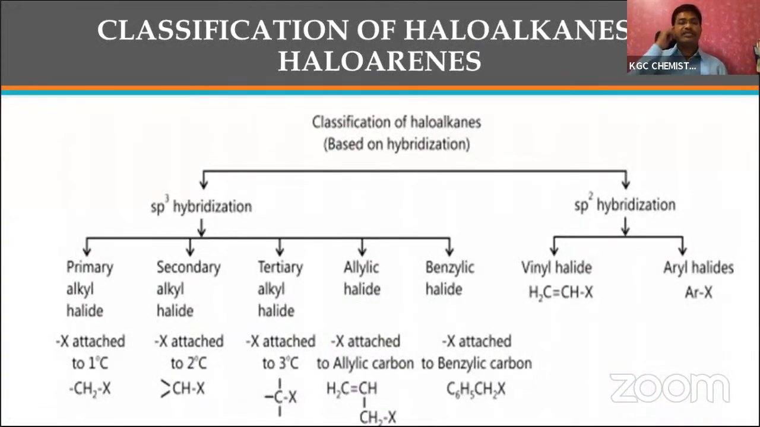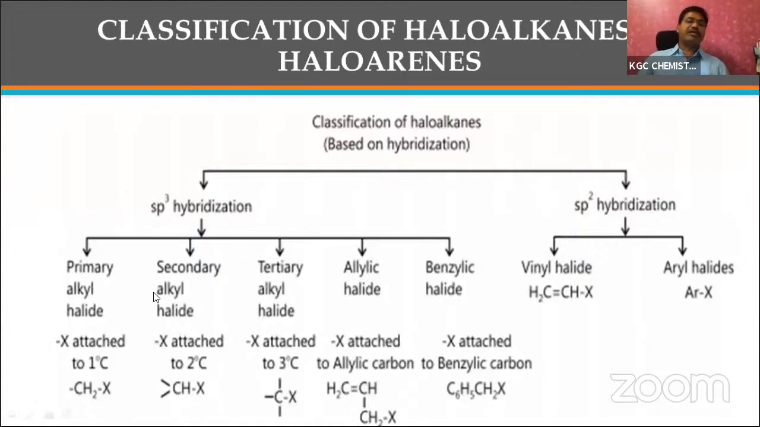Now let us see what the classification is. The classification here is based on the hybridization of the halogen-containing carbon. Based on the carbon having the halogen and its hybridization, they are classified into two categories: one is the sp3 hybridized carbon, and another is the sp2 hybridized carbon.